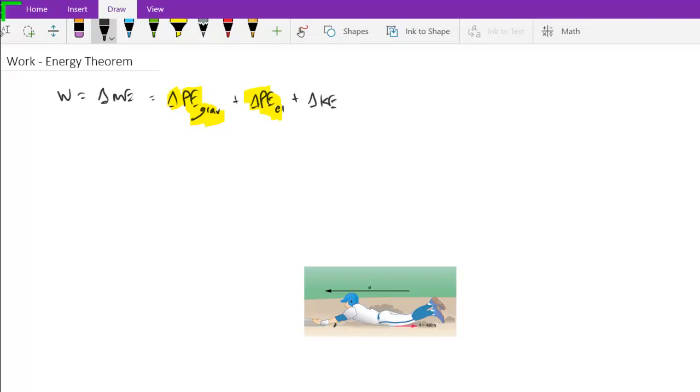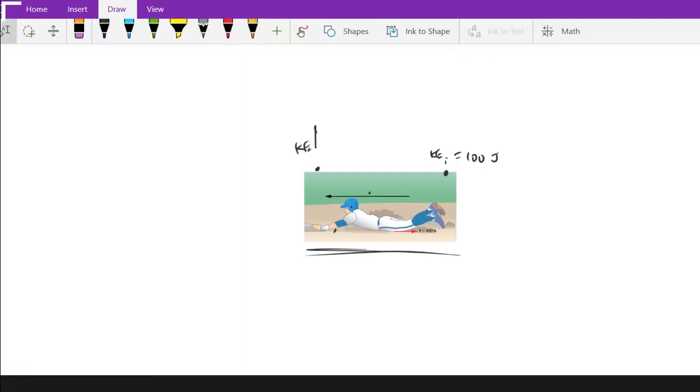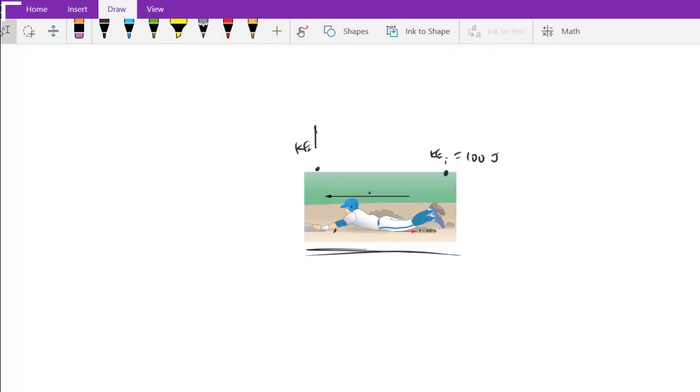So let's take a look here and say we have this runner sliding into a base. Let's say that he was over here. Once he started sliding, he had some kinetic energy here, KE initial. And we'll actually give it a value. We'll say it's 100 joules of kinetic energy. And then he comes over here and he has some final kinetic energy as well, KE final.